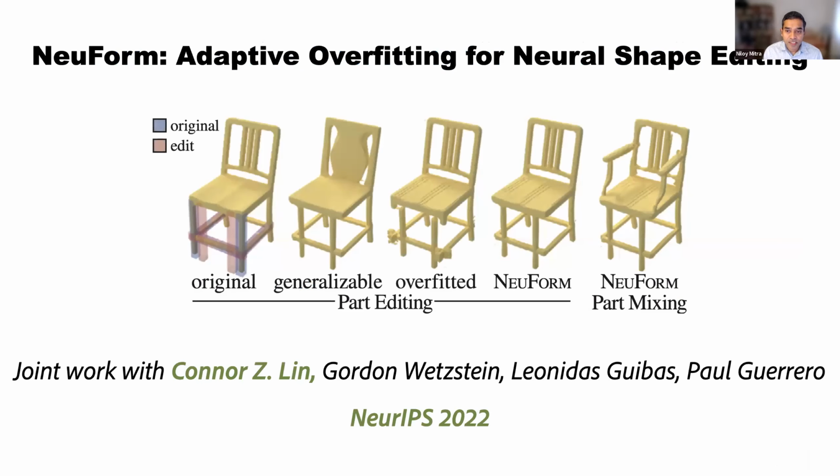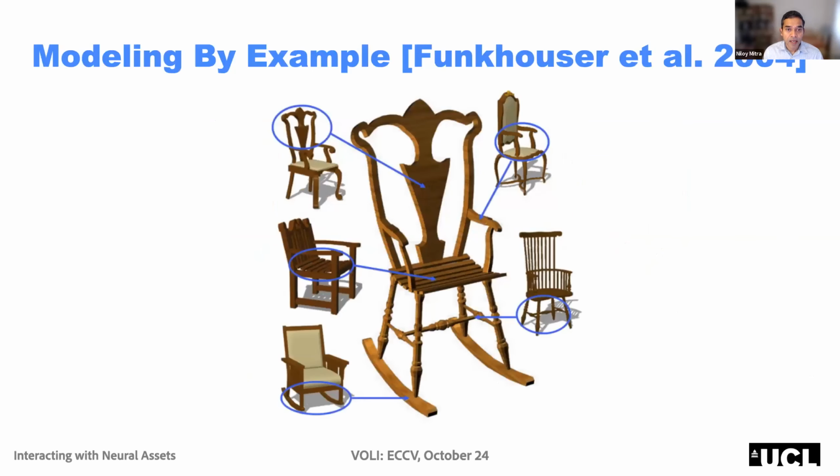So this brings us to the second part of the talk, which is how can we take these implicit representations we have to go beyond single objects, which is the overfitting case, to allow us to go to a more generalized setting. And this is work done with Connors and Gordon and Leo from Stanford. And this is going to be presented at NeurIPS later this year.